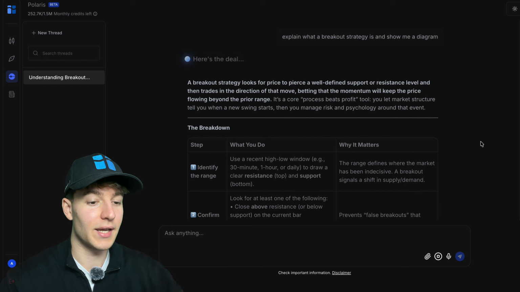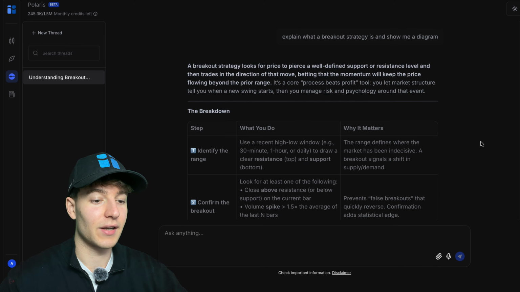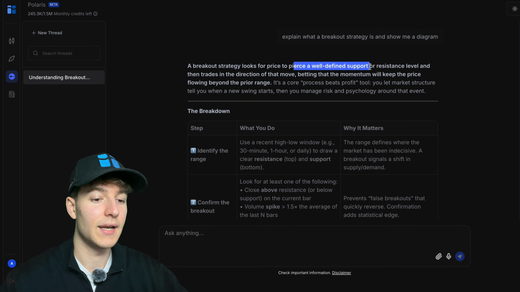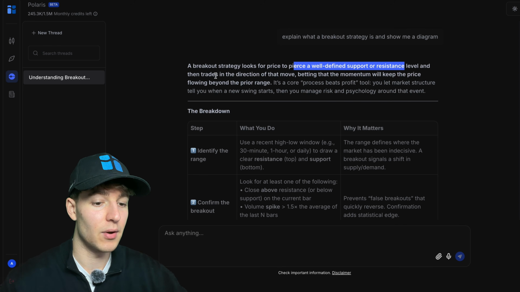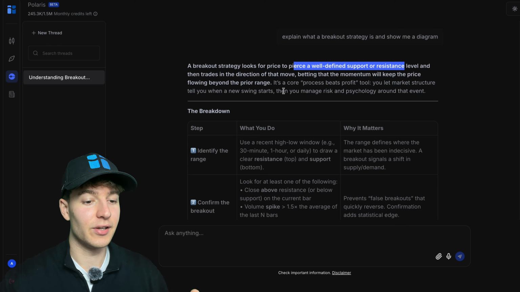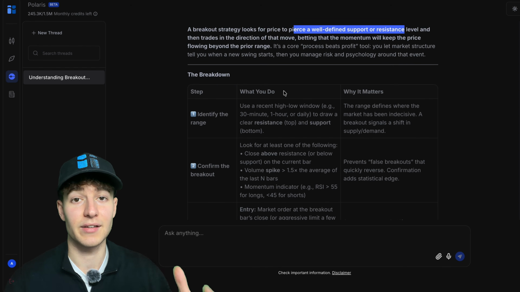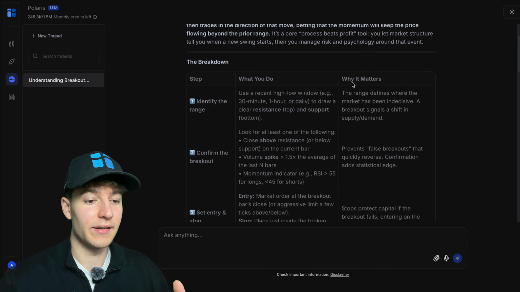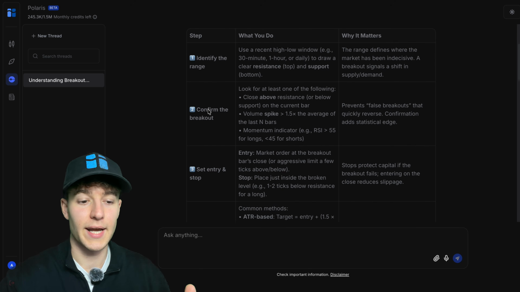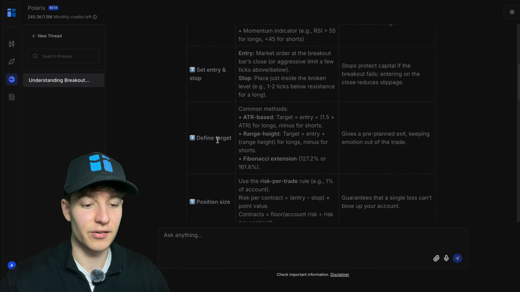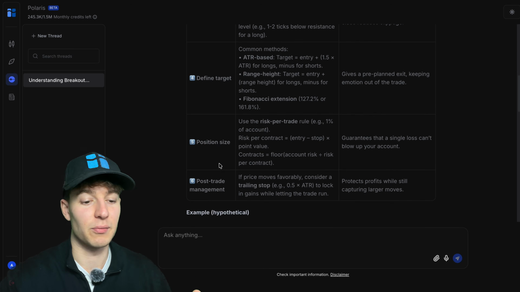It's already responded, and it said, a breakout strategy looks for price to pierce a well-defined support or resistance level and then trades in the direction of that move. Then below this, you can see it's actually given us a full breakdown of how we can implement this in steps. So step number one, it said to identify the range. Step number two, confirm the breakout, set entry and stop, define your target, position size, and then post-trade management.